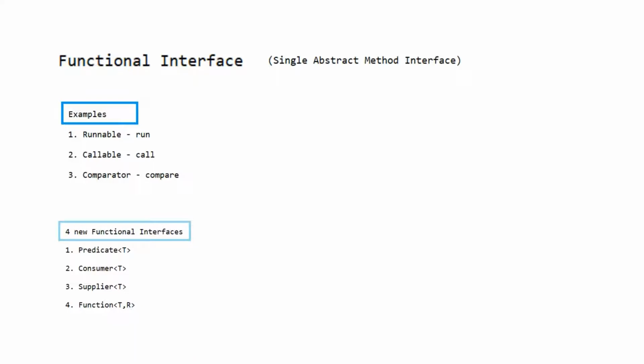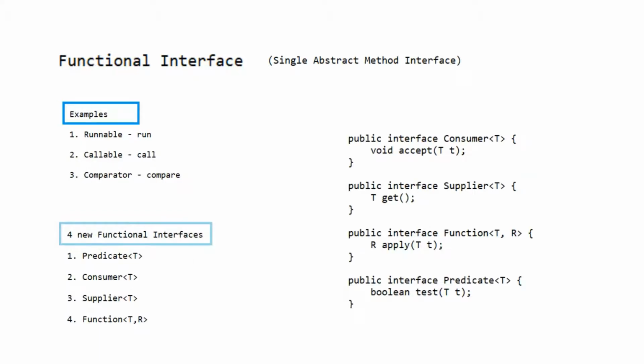There are four new basic functional interfaces that were introduced in Java 8. They are Predicate, Consumer, Supplier, and Function. Most of the functional interfaces or functions that we write mostly fall under this category. Let's see how to write this. These four interfaces contain only one single abstract method, and in order to pass a function as an argument, you have to write it in one of these ways.